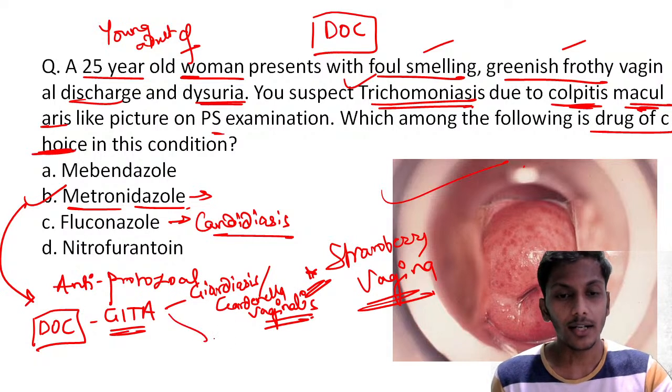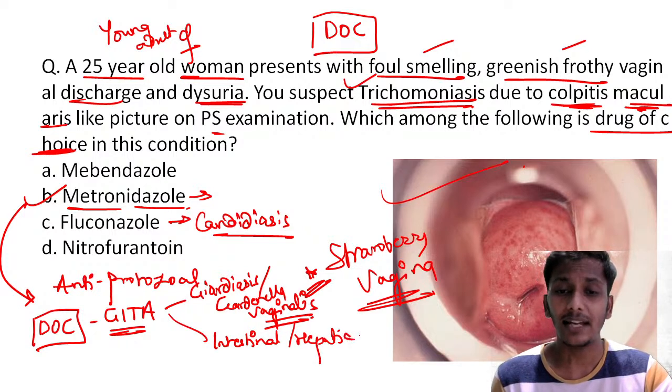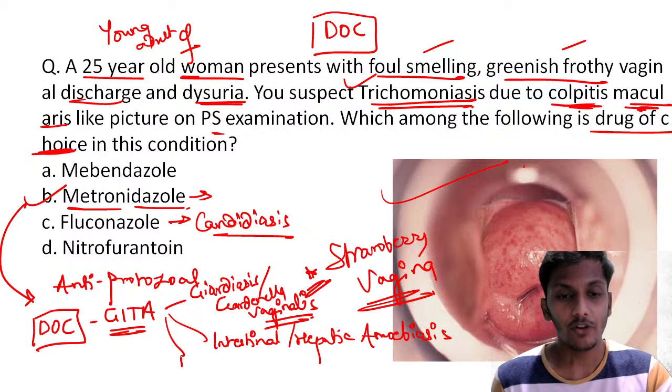Then I is for what? I is for intestinal or hepatic amoebiasis. For intestinal or hepatic amoebiasis, or hepatic abscess, we usually treat it with metronidazole. Then T is for, we have already discussed, trichomoniasis. And lastly, A is for what? A is for anaerobic organisms. A is for anaerobic infections.